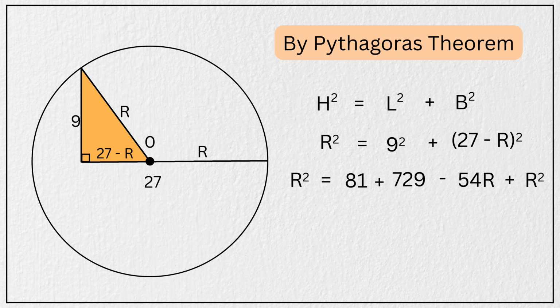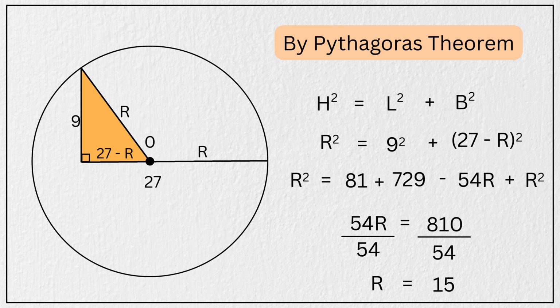Now notice something interesting. The radius squared appears on both sides, so it cancels out. That leaves us with 54 times the radius equal to the sum of 81 and 729, which together make 810. Finally, when we divide 810 by 54, we get 15. So the radius of the circle is 15 units. And that's our final answer.